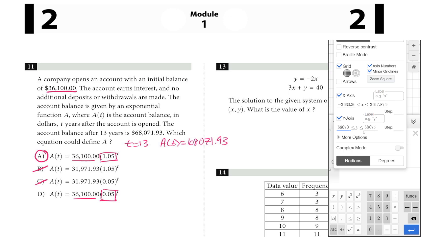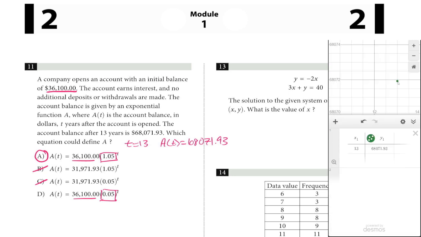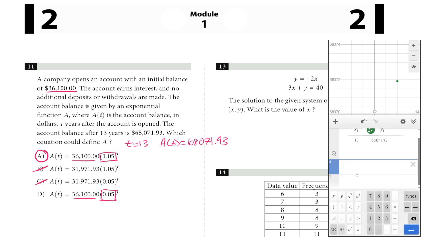Positive 68,070. And we may have to change the x-axis. The x-axis we'll just do from positive 10 to 14. Why am I doing that? Well, because I know that the number we're talking about is x should be 13 and y should be 68,071. So we should be able to see in that window. So now I'm not going to zoom in or zoom out, so you can see the dot. So we are just going to graph all the equations until it passes through that dot.